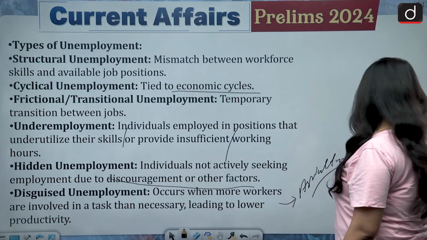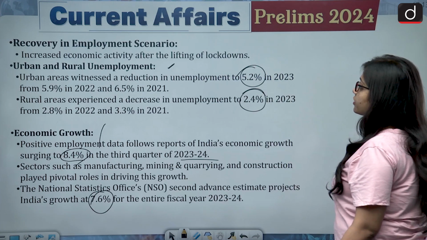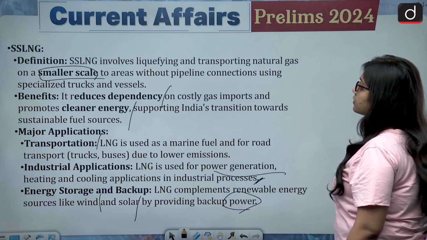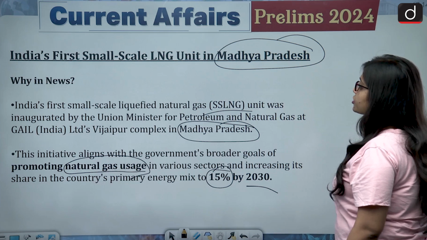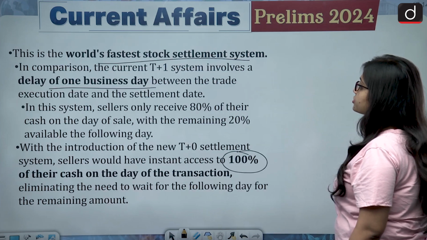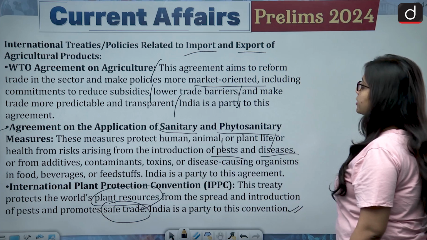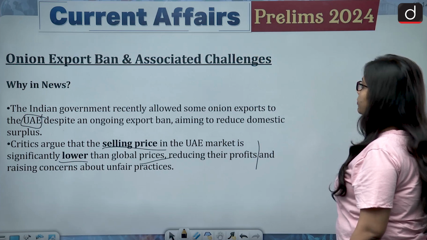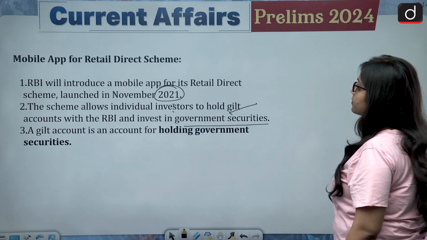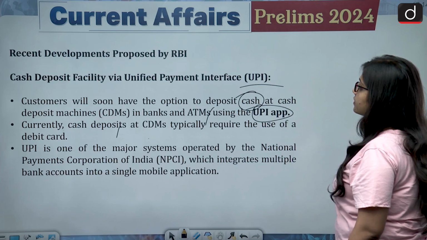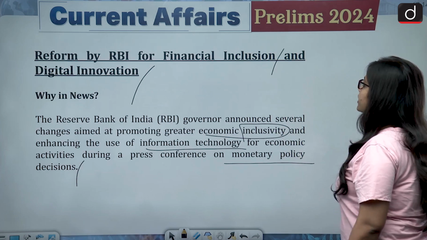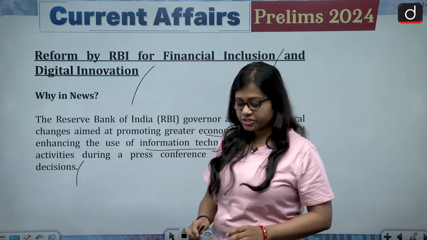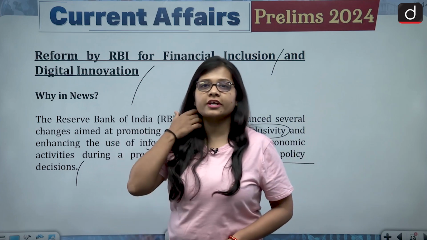Let us see once what are the topics that we discussed. Unemployment in India. India's first small scale LNG unit in Madhya Pradesh. Remember the name of the state. T+0 Settlement Cycle. Onion export ban and associated challenges. Reform by RBI for financial inclusion and digital innovation. So these are the topics that we discussed in the last episode of Economy Current Affairs.